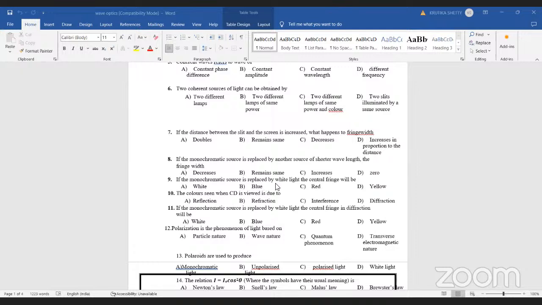If the monochromatic source is replaced by white light, the central fringe will be white, blue, red, yellow. It is white. Okay, option A.